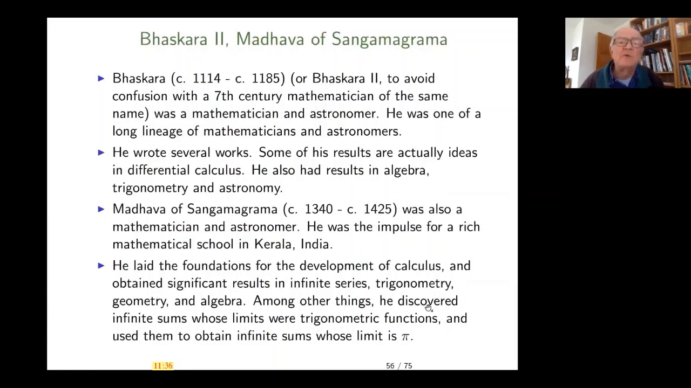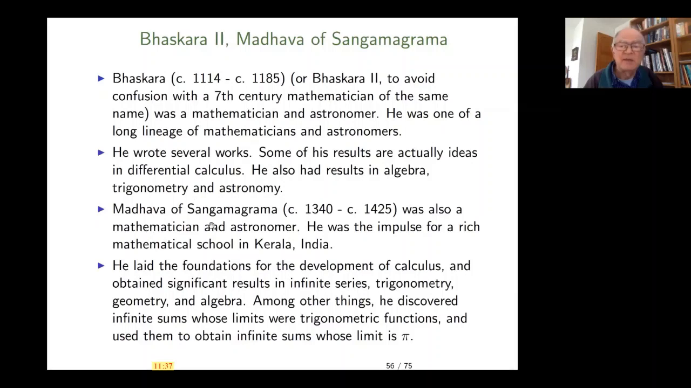And let's move now to India. In India, there was Bhaskara, or Bhaskara II as he is often called. He lived around the 12th century, and he was called Bhaskara II because there was another mathematician of the same name who lived in the 7th century. So he was one of a long lineage of mathematicians and astronomers. He wrote several works, and he had ideas in differential calculus. He also had results in algebra, trigonometry, and astronomy.